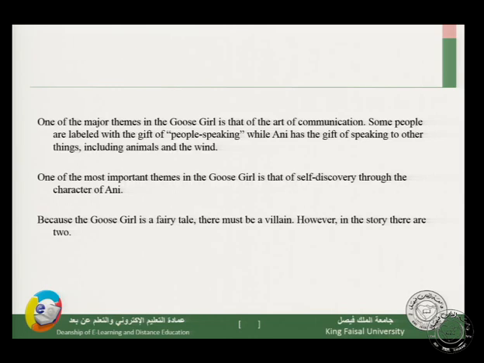Because the goose girl is a fairy tale, there must be a villain. However, in this story there are two. But let's talk about the main villain or antagonist in the Goose Girl, which is the waiting woman, the servant.